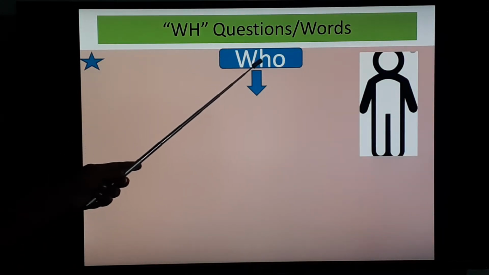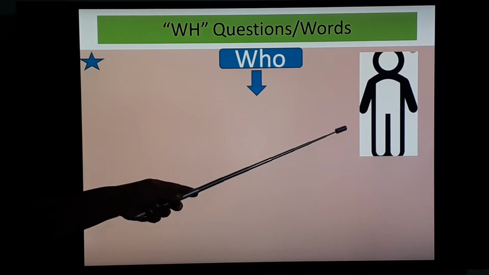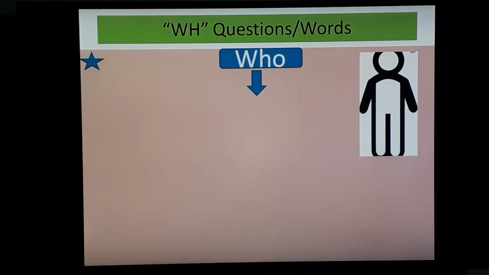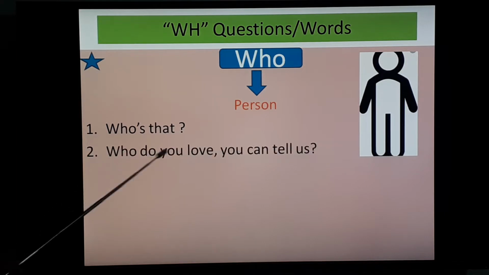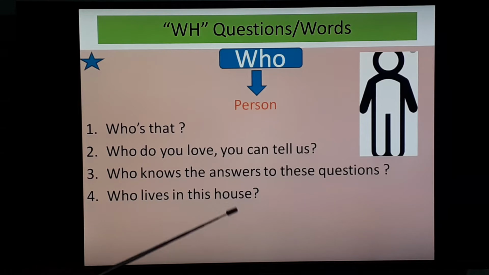First, that is who. So if you frame any question with the help of who, you will get the person or name of the person in reply. So it is about person. First, how to frame your question with who, that is mention. Who's that? Who do you love? You can tell us. Who knows the answers to these questions? Who lives in this house?